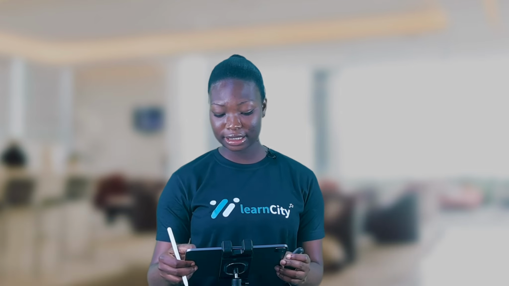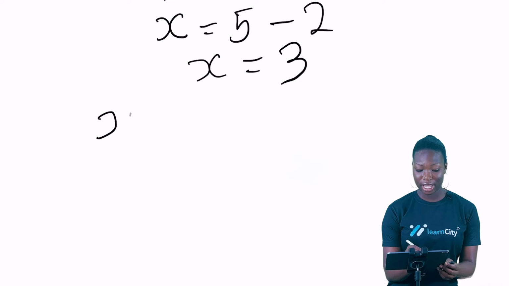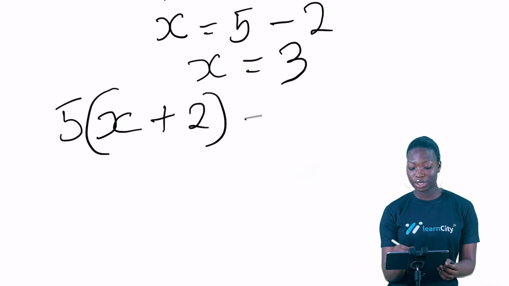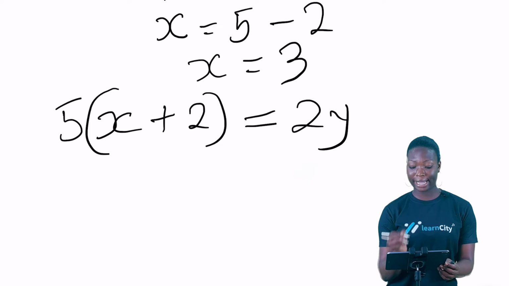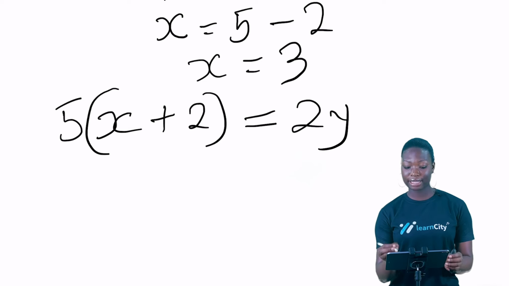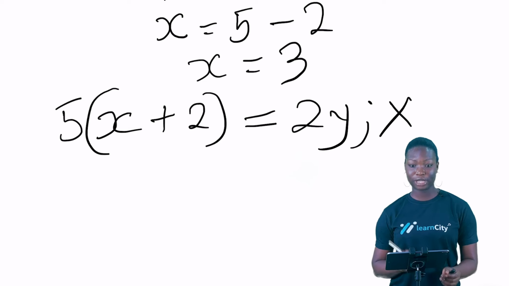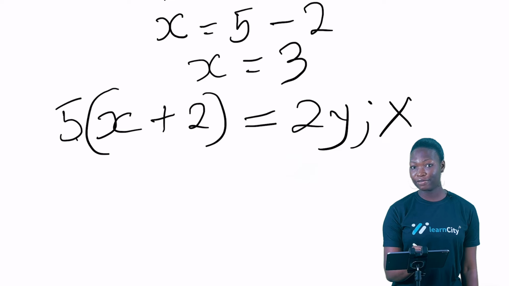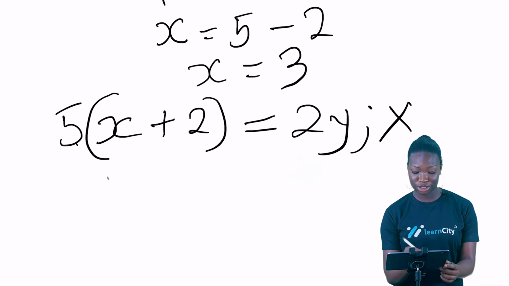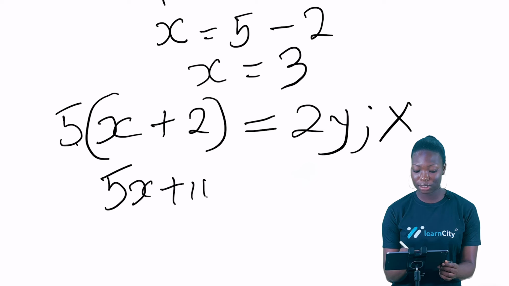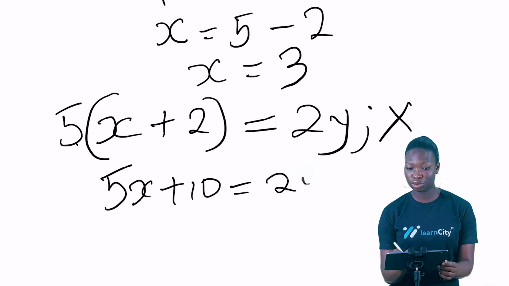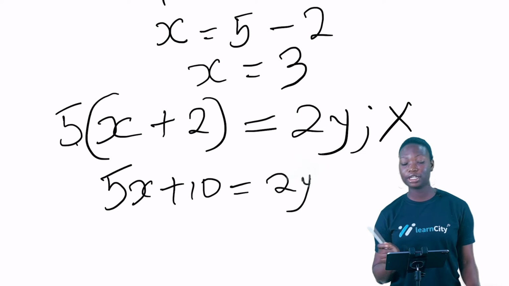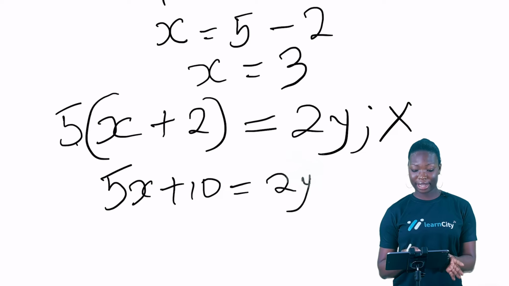Now, in this case, if we have 5 into bracket x plus 2 is equal to 2y, that is our example, and make x the subject of the formula. How do we do that? You factorize it in such a way that you multiply 5 by what is inside the bracket, which is 5x plus 10, which is equal to 2y. So if more than one term contains the subject, you take it outside a bracket.